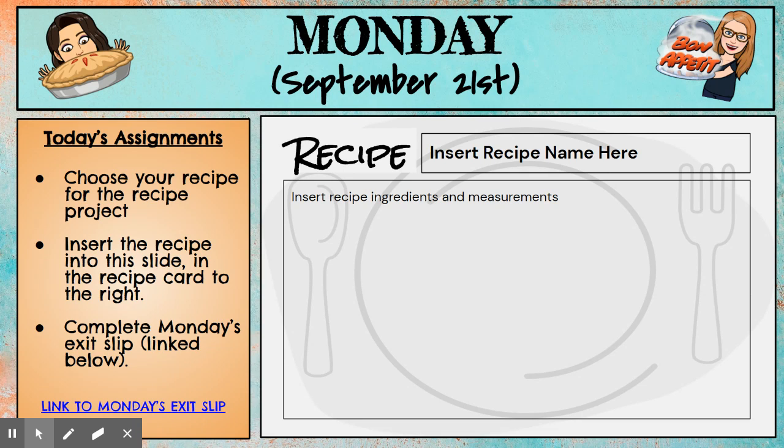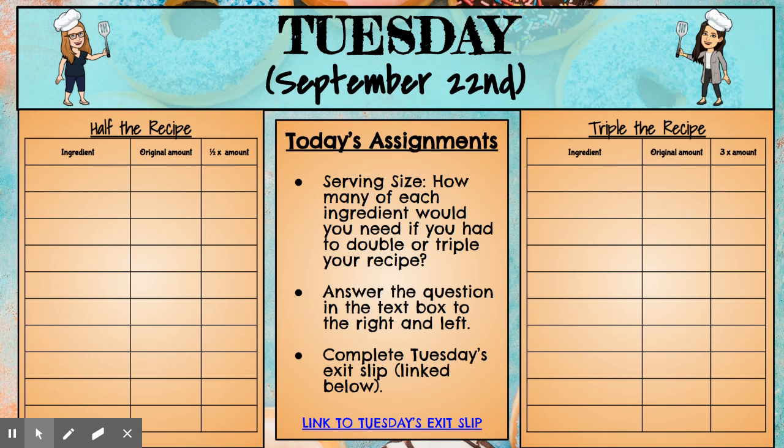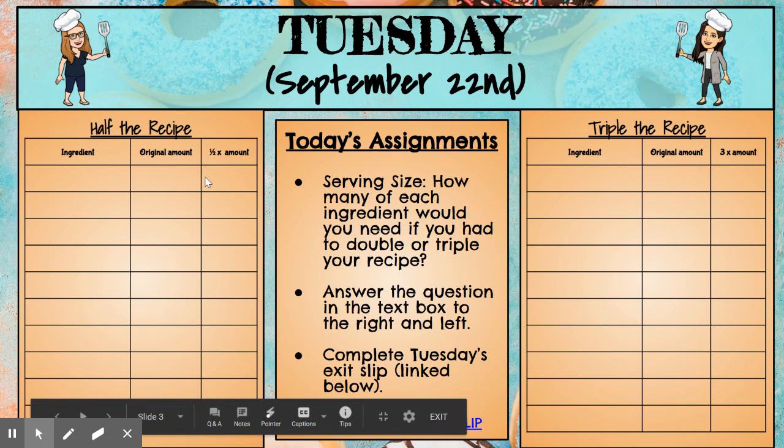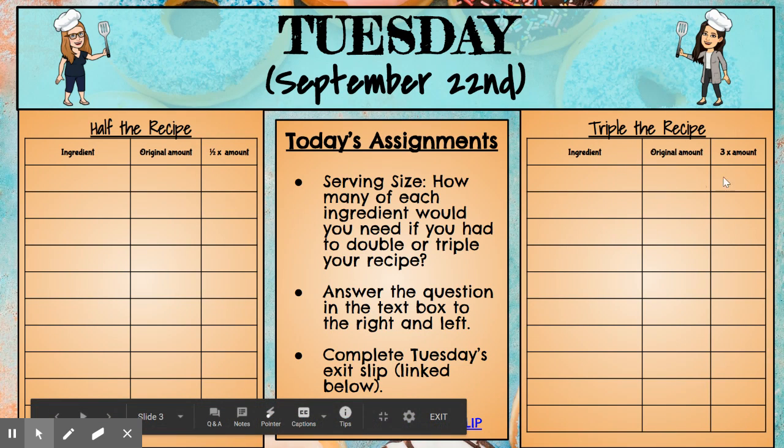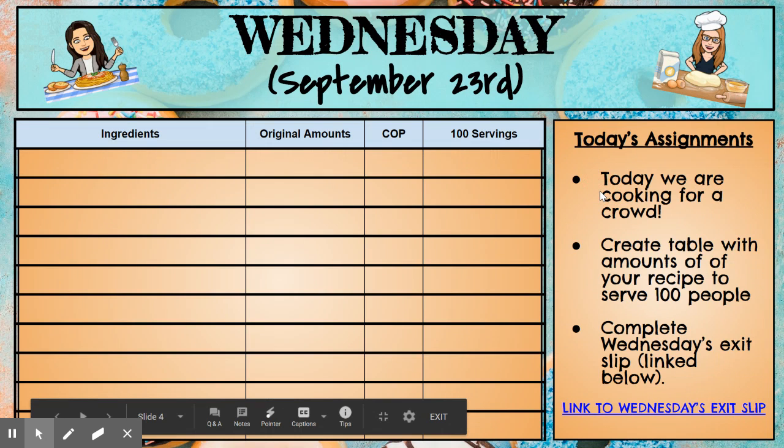The only thing we are very clear on is that the recipe contains lots of fractions. Then on Tuesday, we're going to be taking half the recipe and tripling the recipe. You are going to take your original amounts and multiply them by half to find half the recipe. And then we're going to triple the recipe, so you multiply your amounts by 3 to find the triple.